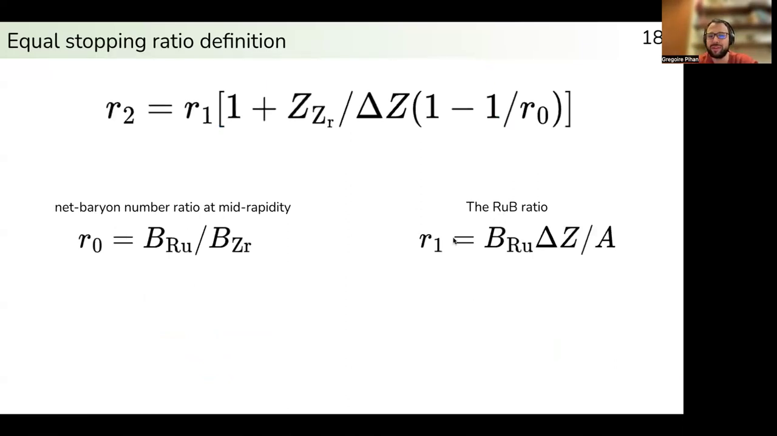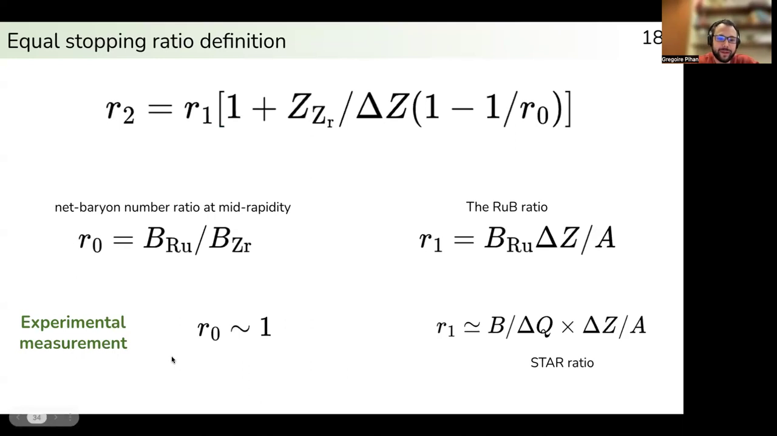And what I call the Ruby ratio is R1. Experimentally, they do some nice selection and some nice correction of their selection, and then they have this constraint on R0, so the baryon number for ruthenium and zirconium measured in the same rapidity window is the same for them. They ensure that, and then this ratio here, R1, is equal to the STAR ratio, because then B ruthenium is the same as B zirconium, and this is just B ruthenium plus B zirconium over 2. So this is the mean. So you have here what they call B, and that's it.